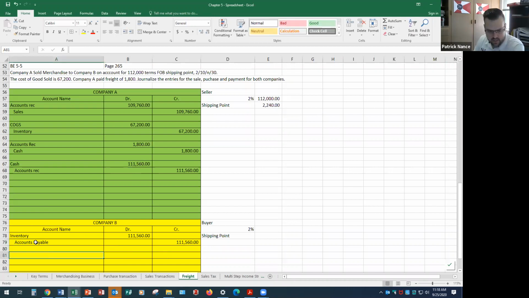Then when they actually pay it, accounts payable would be reduced and cash would be reduced for the same amount. So you can see in this case, the buyer's transactions are much more simple than the seller's transactions.